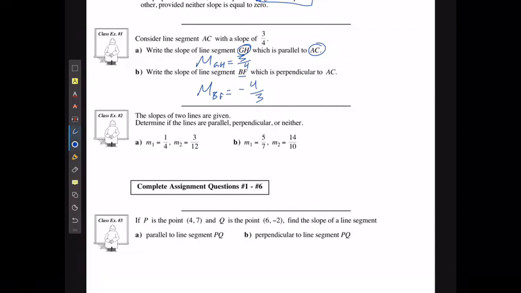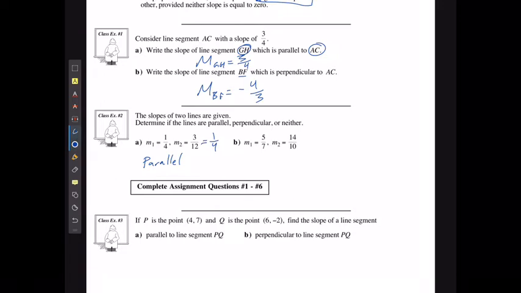If I am determining if the lines are parallel, perpendicular, or neither, then in the first case, I have 1/4 and 3/12. Well, 3/12, I can reduce that fraction to 1/4, dividing the top and the bottom by 3, and these ones are parallel. They both have equivalent slopes.